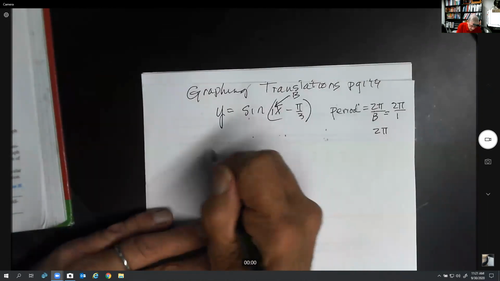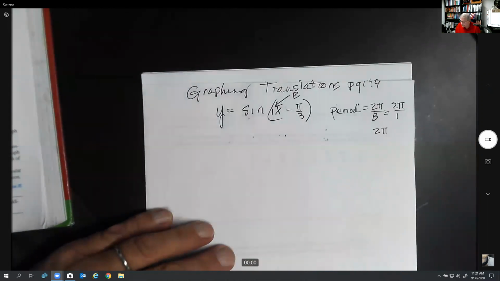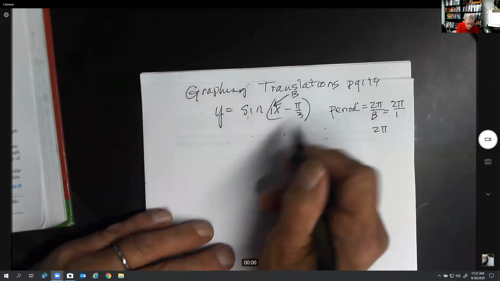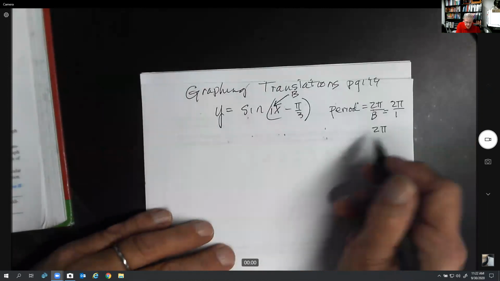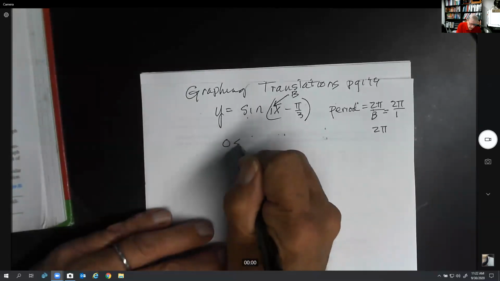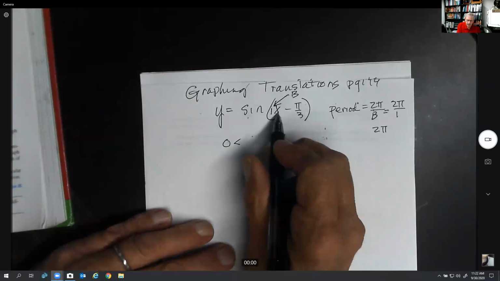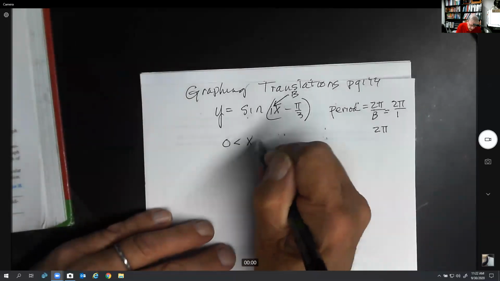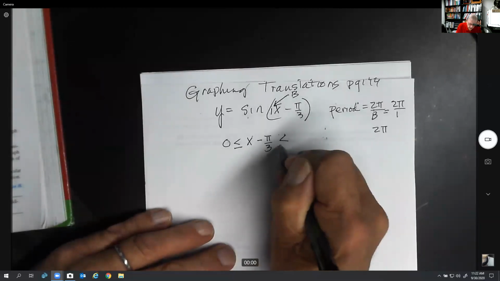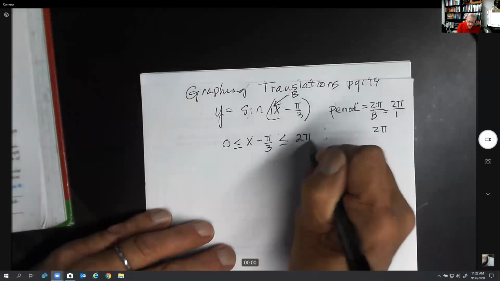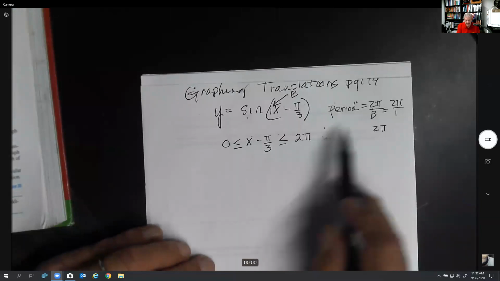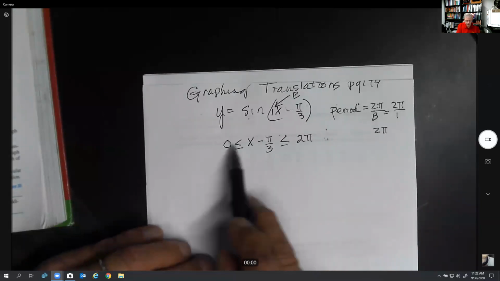So our function goes from 0 to 2 pi. But what we're going to do is put our translation, our movement, in here. So it's x minus pi over 3, and this is equal to 2 pi. So we've got our domain set up here. It's from 0 to 2 pi. See, the period hasn't changed, so it's just 0 to 2 pi.